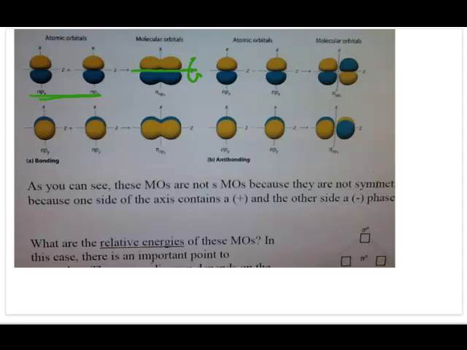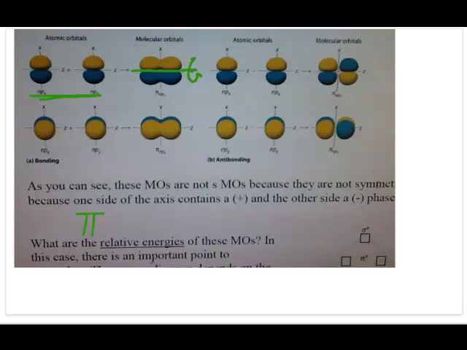But it is symmetric around which axis? It's symmetric around this axis, right? So if I were to rotate it this way, then the yellow goes to yellow and then the blue goes to blue as well. So they're symmetric around that axis, but not around the internuclear axis, okay? So in other words, we can't call them sigma molecular orbitals anymore. We have to call them something else, and we call them pi molecular orbitals.